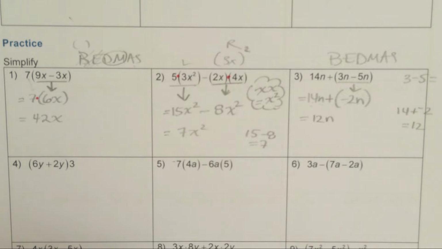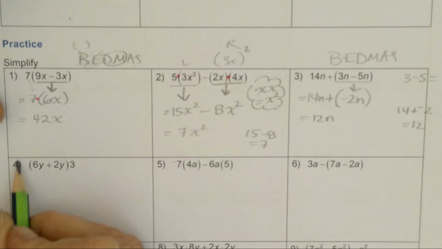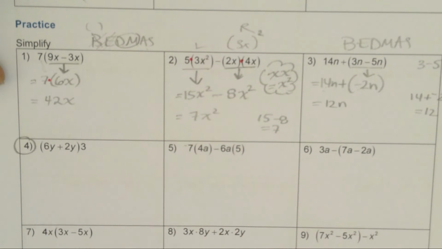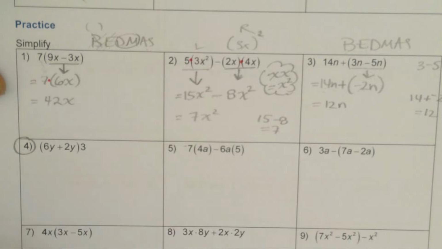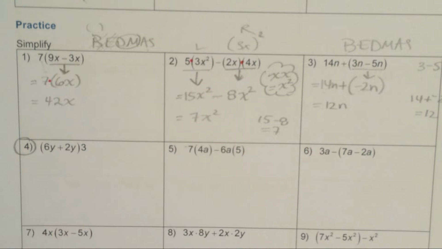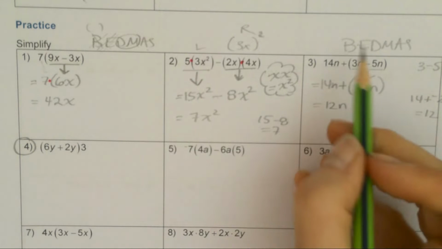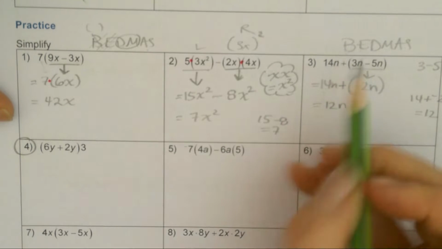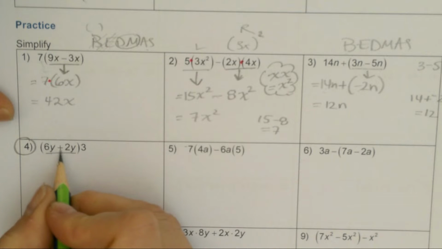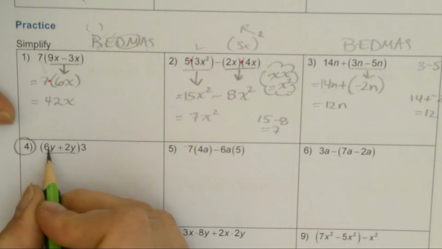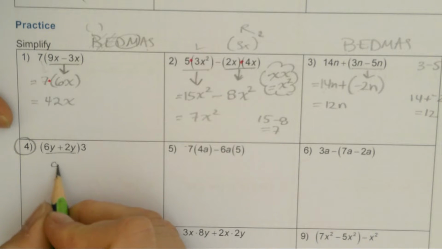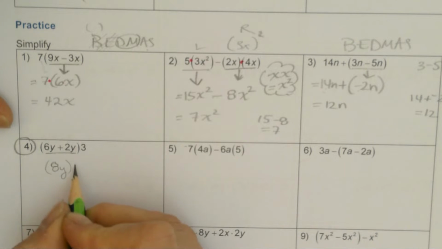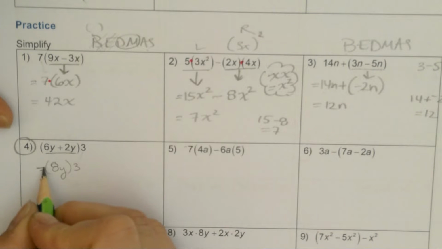Okay. Let's do question 4. Now usually we don't have numbers at the end of brackets, but I don't know. Sometimes it happens. So, BEDMAS. B, inside the brackets. 6y plus 2y. They're y's. They're both the same, so they are like terms. So 6 plus 2 is 8y. And I keep my 3 there, put an equal sign.